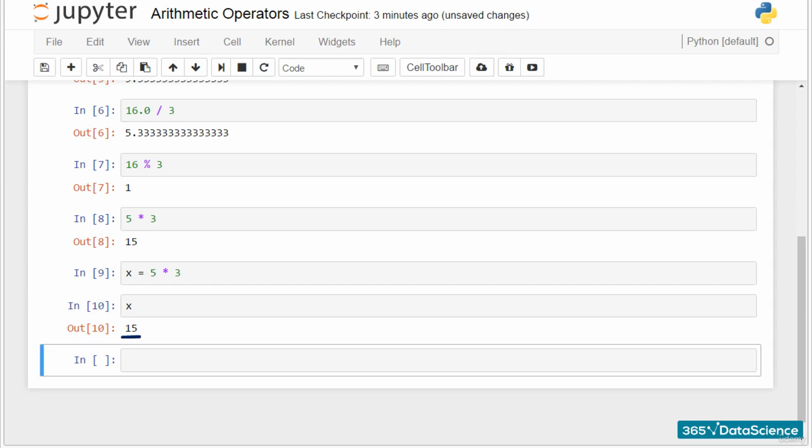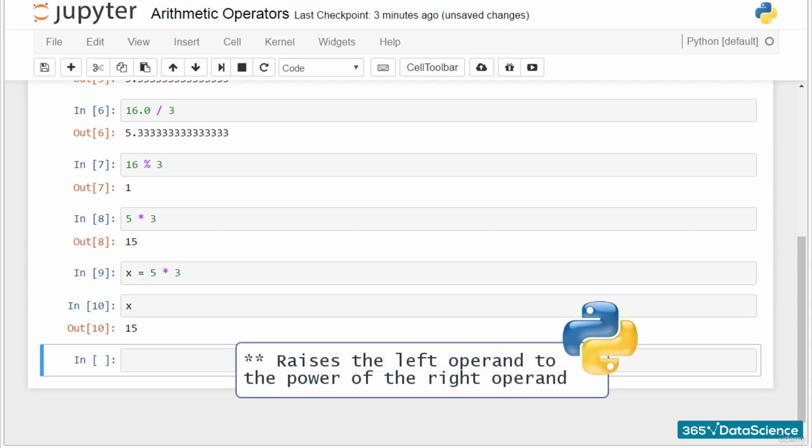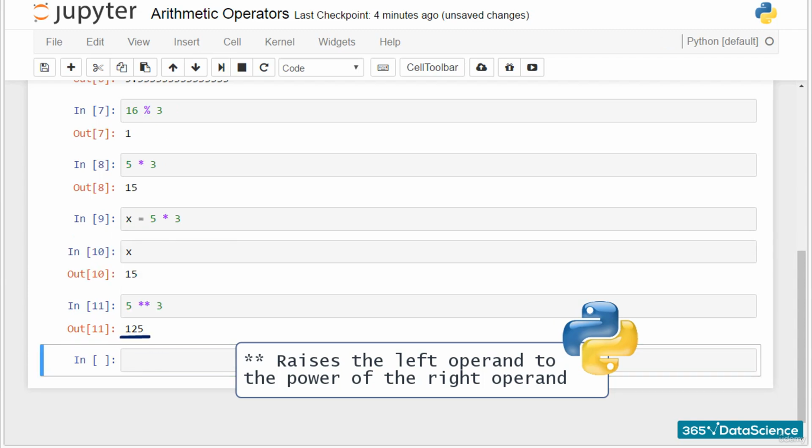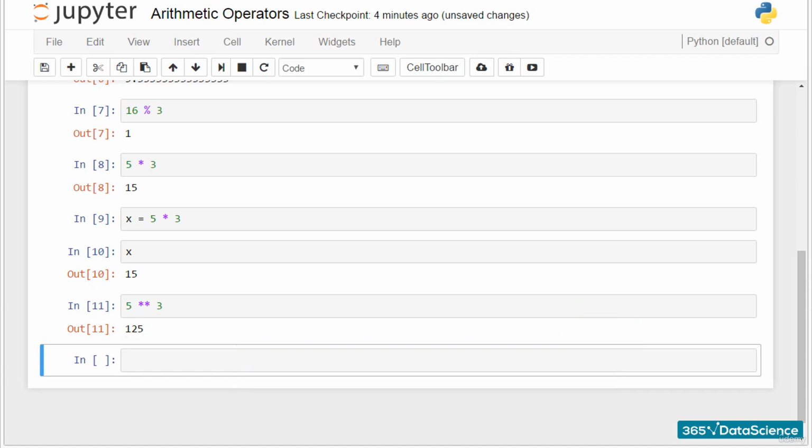Great! How could you calculate 5 to the power of 3? By using the double star operator. Type 5, 2 stars, 3, and here you go, 125. Easy, right? Okay, basically, this covers arithmetic operators.